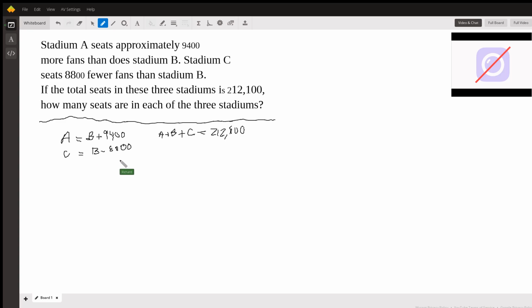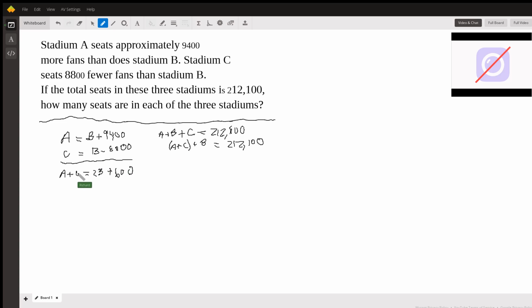Instead, I'm just going to add these two equations together. This is going to give me A plus C is equal to 2B plus 600. And now I'm going to come up here and put this equation into the total equation. I'm going to write it a little bit differently: A plus C, with a little bracket to make it easier to see what I'm doing, plus B equals 212,100.